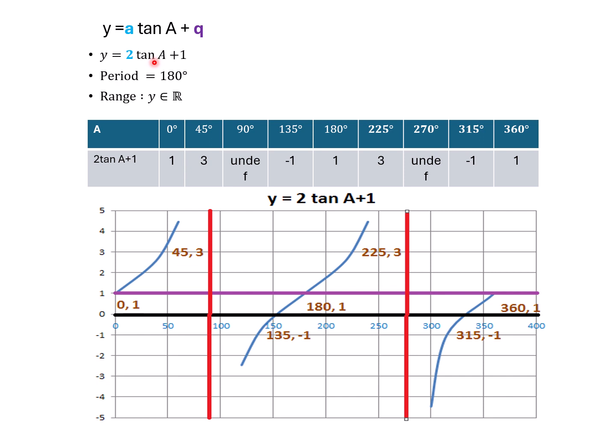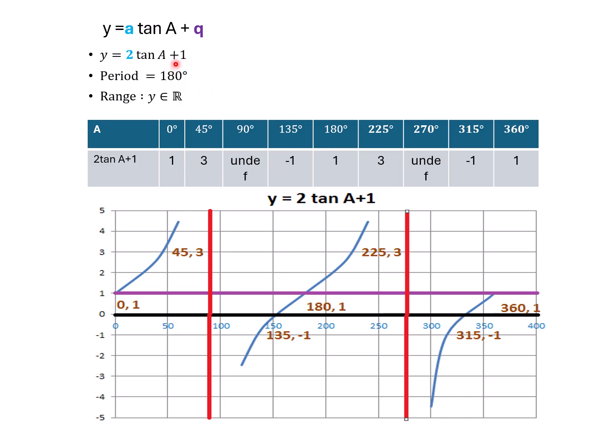So tan of 0 will always be 0. So therefore, that should be 0, but plus 1 changes it to 1. The tan of 45 will always be 1. So 1 times 2 gives me 2, and 2 plus 1 gives me 3. Tan of 90 is undefined. Tan 135 gives me negative 1, so negative 1 times 2 gives me negative 2, plus 1 gives me negative 1.